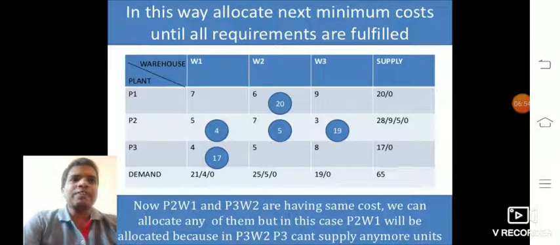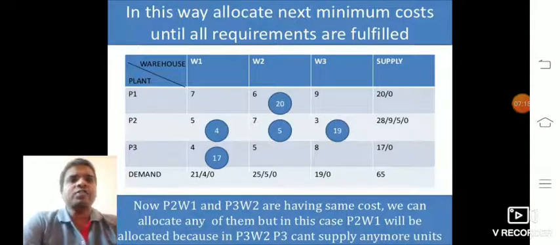Now the supply is fulfilled, so we can delete the P3 row. Now in the demand W1 column, the 21 is there, we have allocated 17 and it is left with 4. Now we have deleted the P3 row. Now the same procedure can continue.